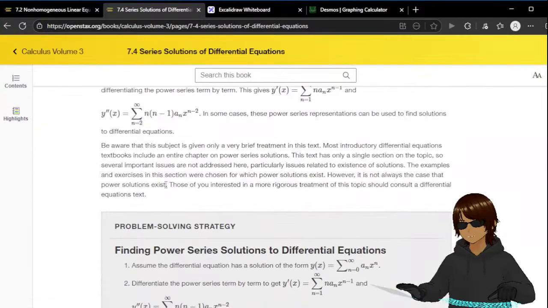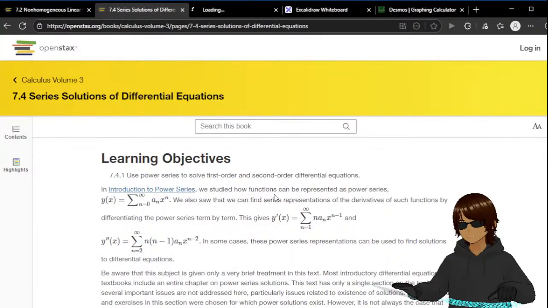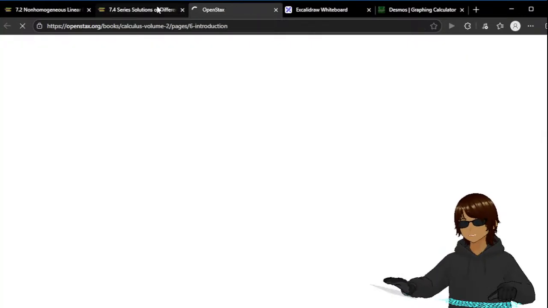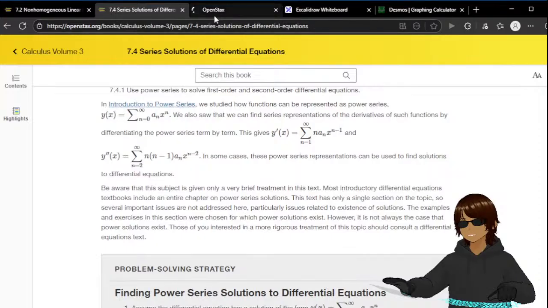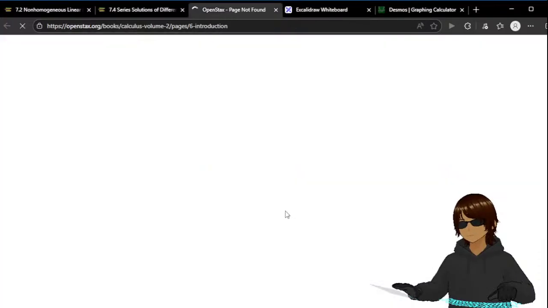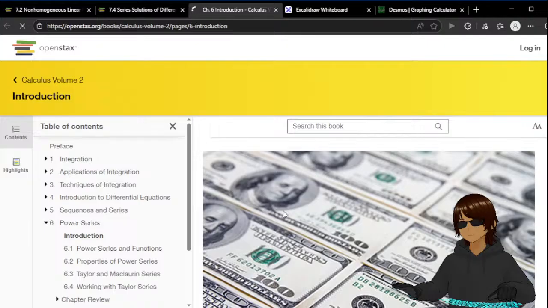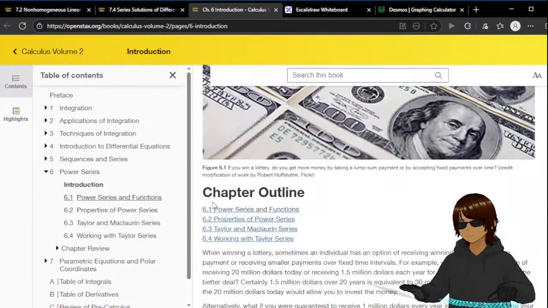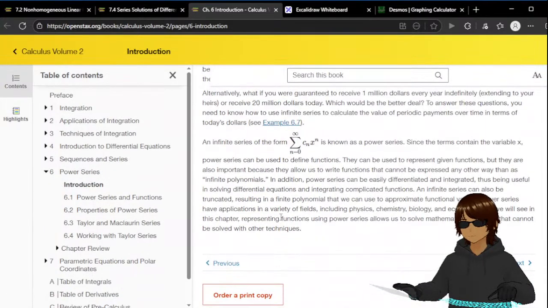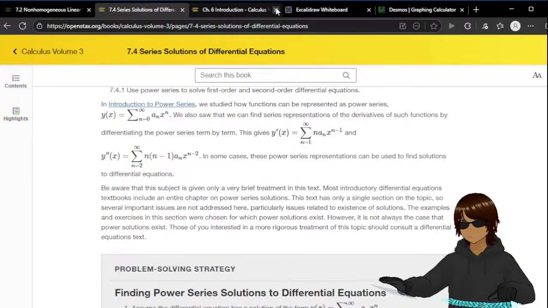Introduction to power series. Okay. Wait, hold on. I can't remember properly. Did they say every function can be represented as a power series?